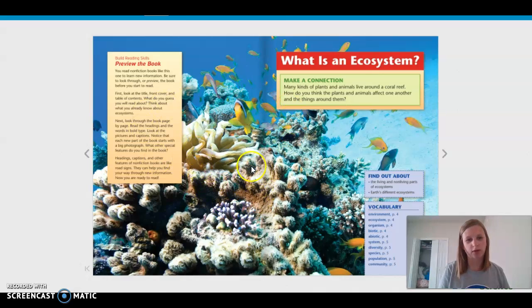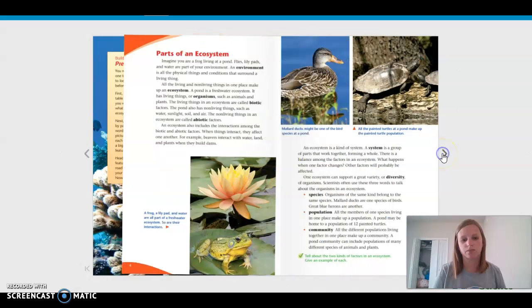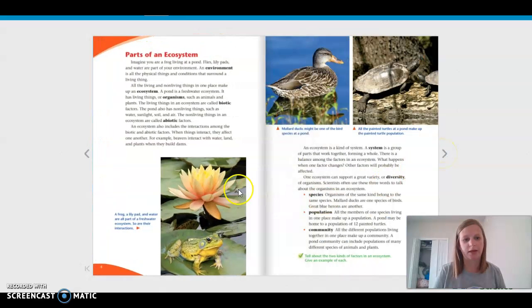Here's a picture of a coral reef. There's a bunch of plants and animals that live around this reef. How do you think they affect one another and the things around them? All right, so we've got the page turned. Y'all are just going to be able to follow along with me. We're going to start reading about the parts of the ecosystem, and we're just going to read a little bit today. And we'll read more and more as we go on.